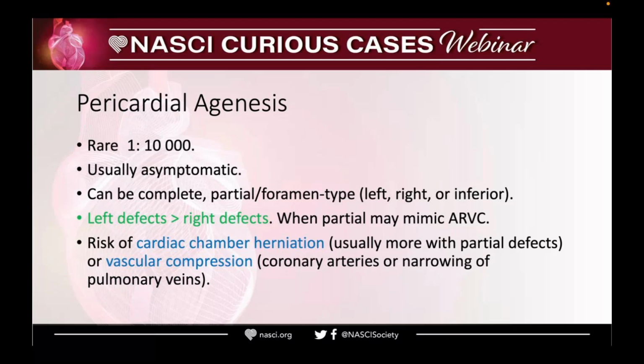Why do we care about it? So we can keep an eye out for any risk of cardiac herniation of any of the chambers, or some compression. You saw that there is excessive levoposition of the heart. This means that the pulmonary veins are really prone to compression against the spine, or there may be excessive compression on one of the coronaries.